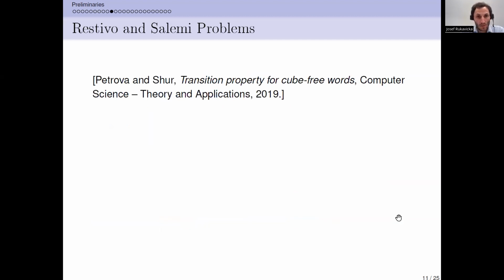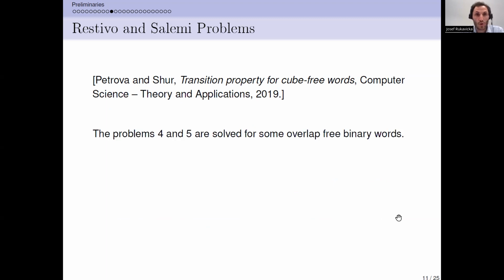Okay, so what was the state of the solution in 2019? In the paper of Petrova and Schur, there was a solution presented for the problem 4 and 5 for the cube free words. Also, there was some summary of the other results concerning these problems, and there we can find that problem 4 and 5 have been solved for some overlap-free binary words.